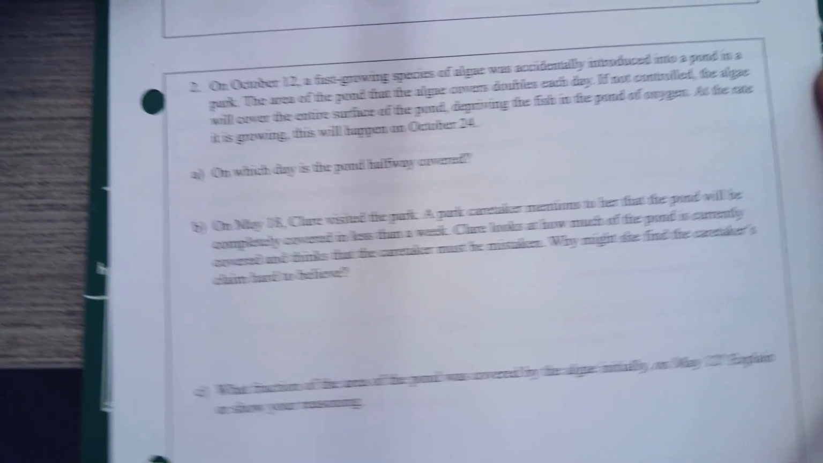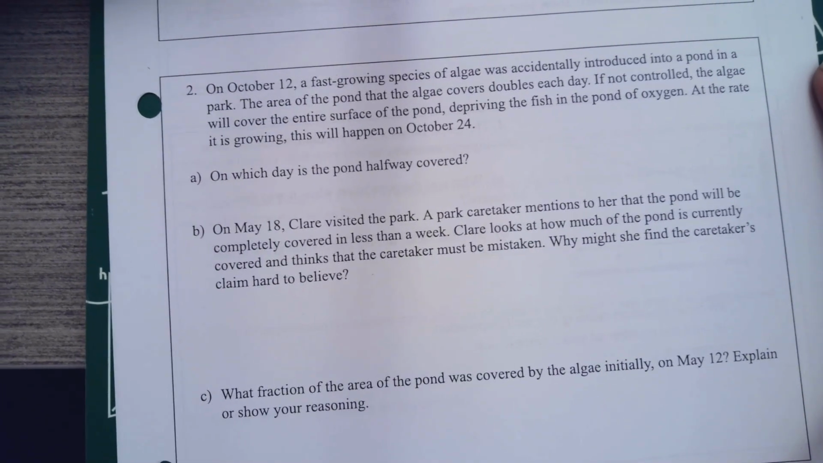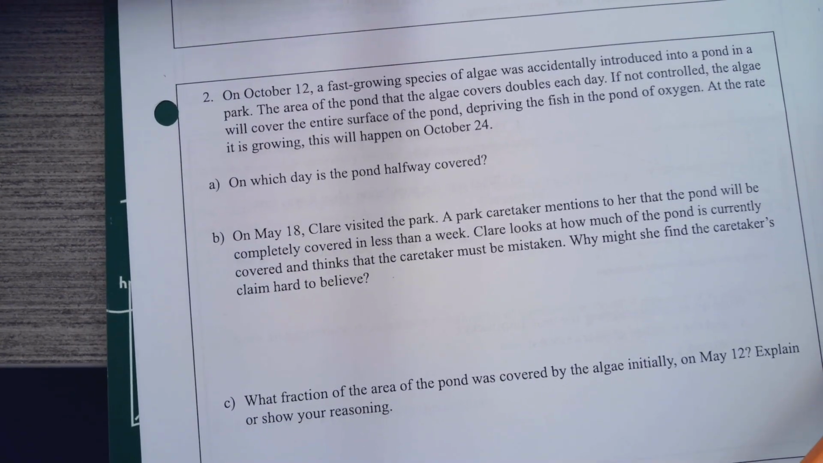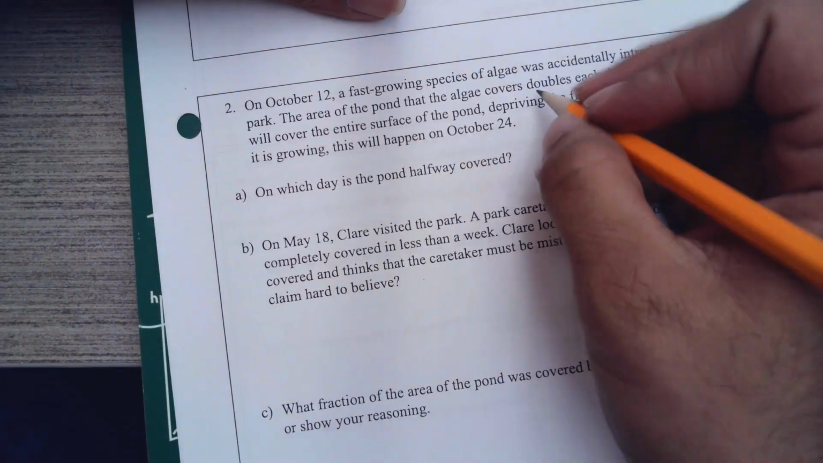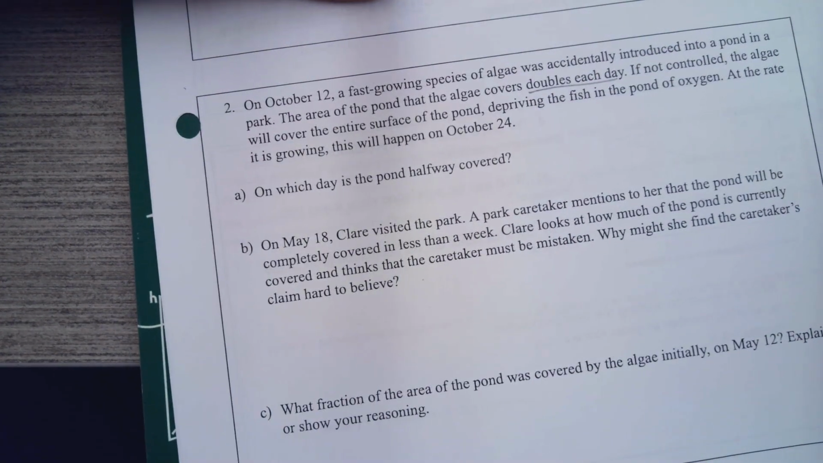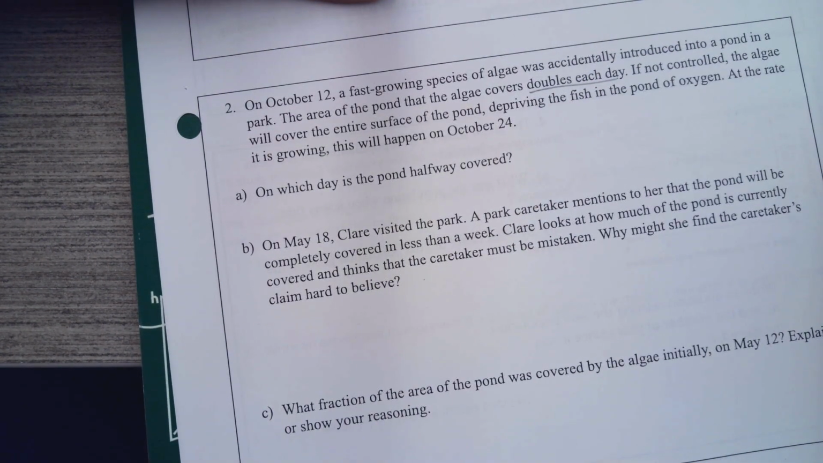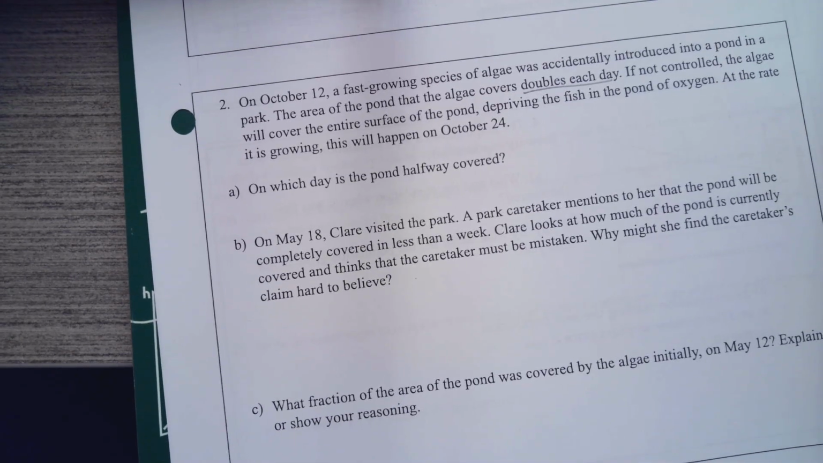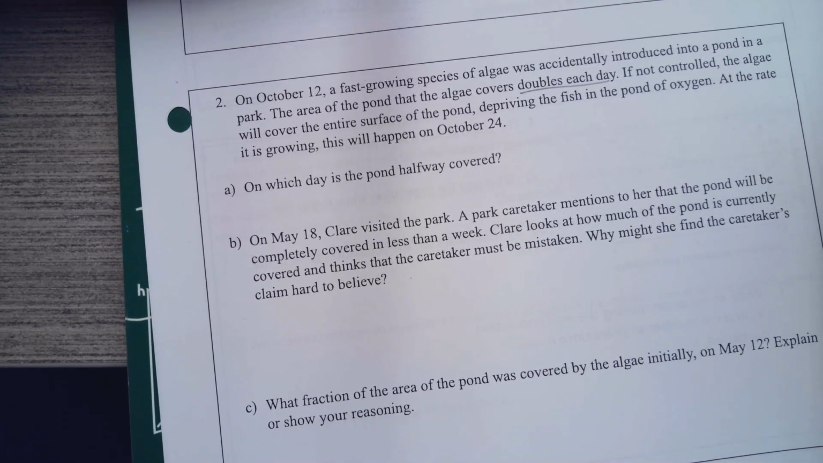Now, question number 2. On October 12th, a fast-growing species of algae was accidentally introduced into a pond in a park. The area of the pond that algae covers doubles each day. If not controlled, the algae will cover the entire surface of the pond, depriving the fish in the pond of oxygen. At the rate it is growing, this will happen on October 24th. On which day is the pond halfway covered?